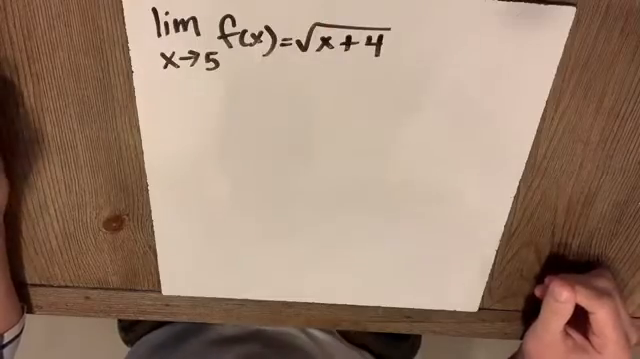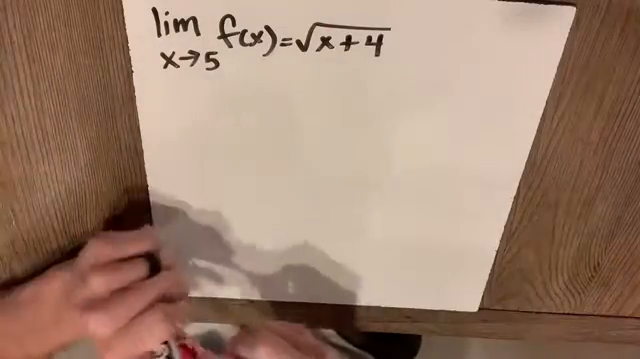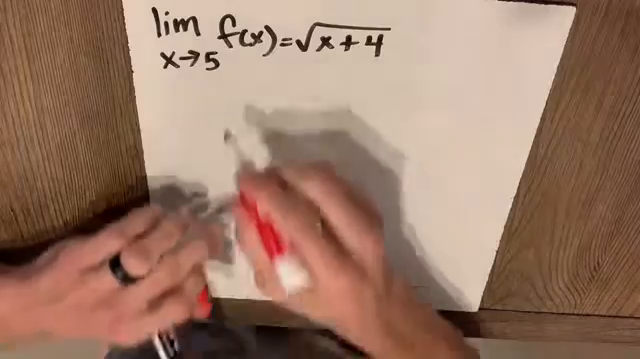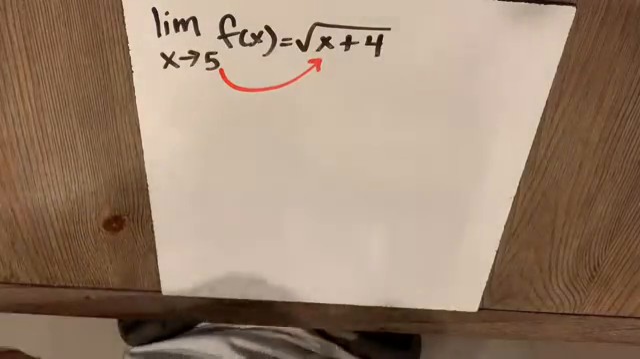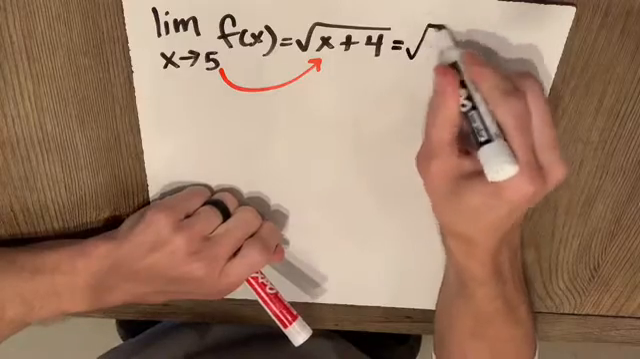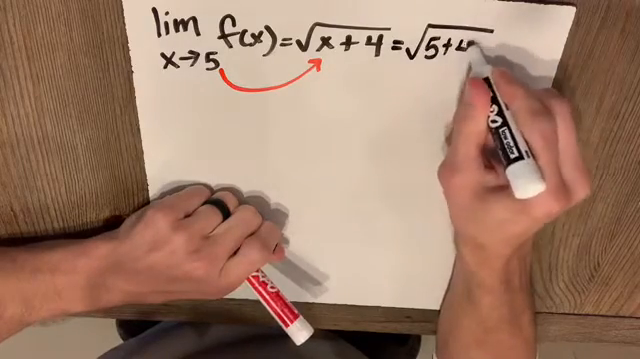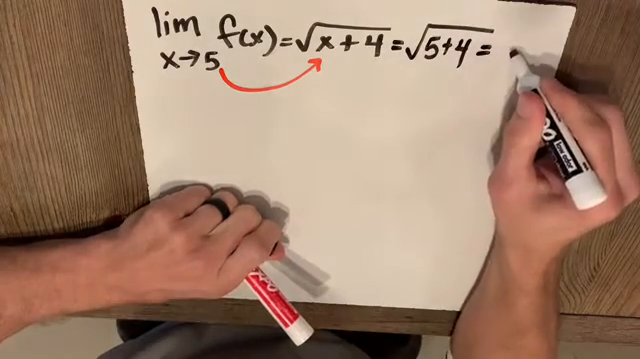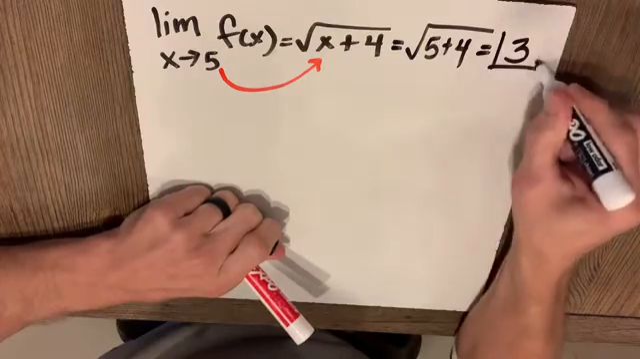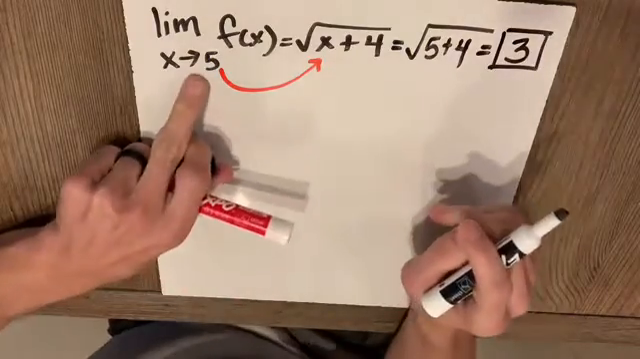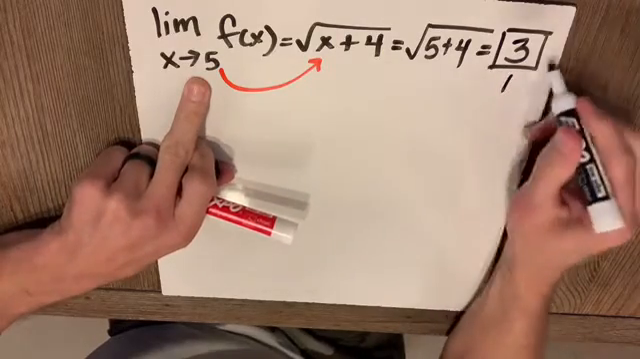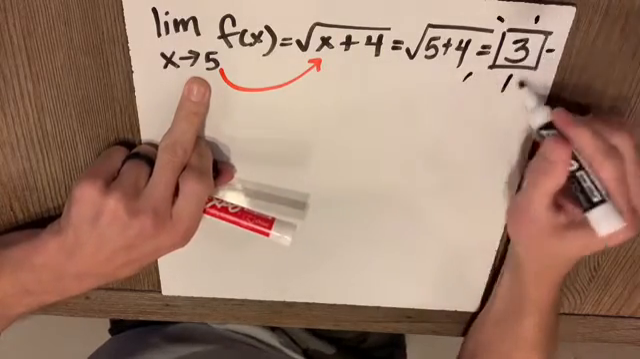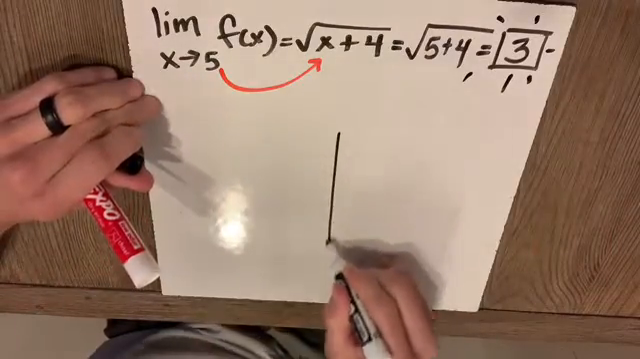The limit of f of x equals the square root of x plus 4 as x approaches 5. Our first line of defense, plan A, direct substitution. The square root of 5 plus 4 is the square root of 9, and we know the square root of 9 is 3. So as x squeezes in on 5, y is trending towards 3, and there is our answer. We found the limit by direct substitution. What does this look like?